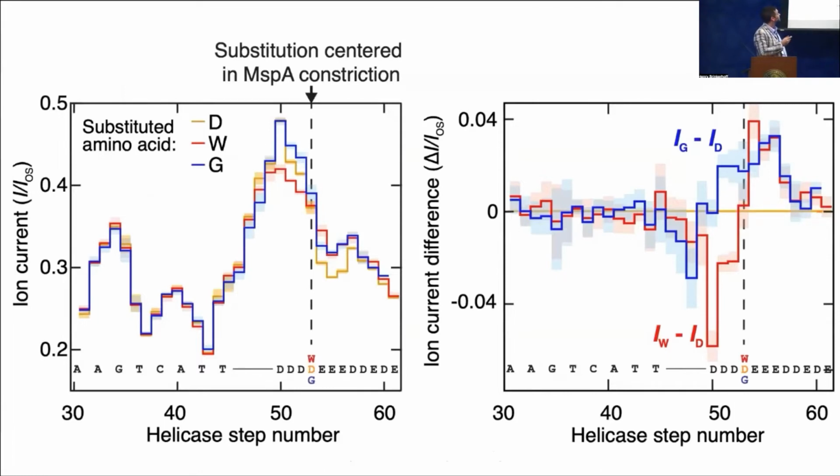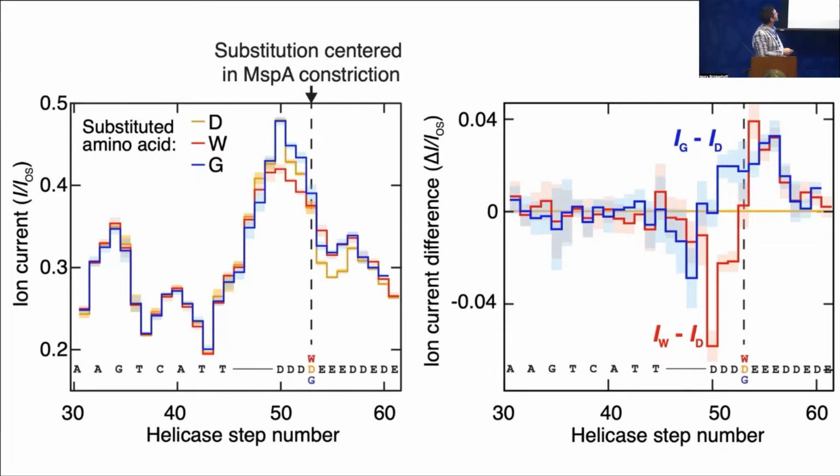And so you actually see three very distinct current signals. On the left, we looked at three different substitutions of an aspartic acid, a tryptophan, and a glycine. And these three different single amino acid substitutions yield very different signals in single molecule reads. On the right-hand side is just the same data as on the left-hand side, but with the differences between currents to make clear what's going on.